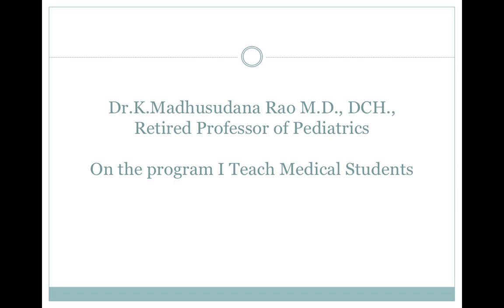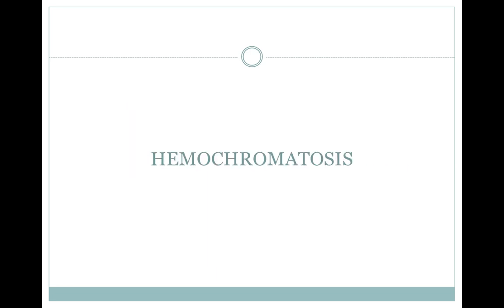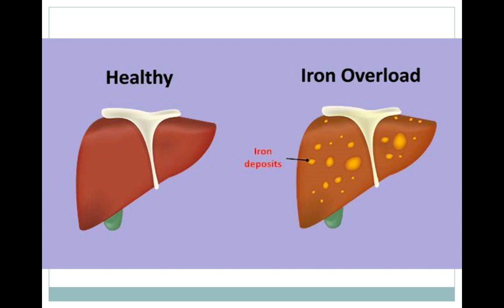Hemochromatosis is a disorder associated with the excessive accumulation of iron, resulting in multi-organ dysfunction. Hereditary hemochromatosis is the most common autosomal recessive disorder affecting the whites.